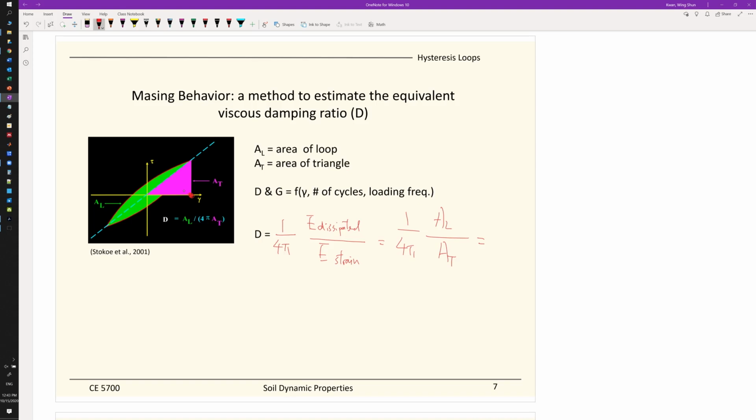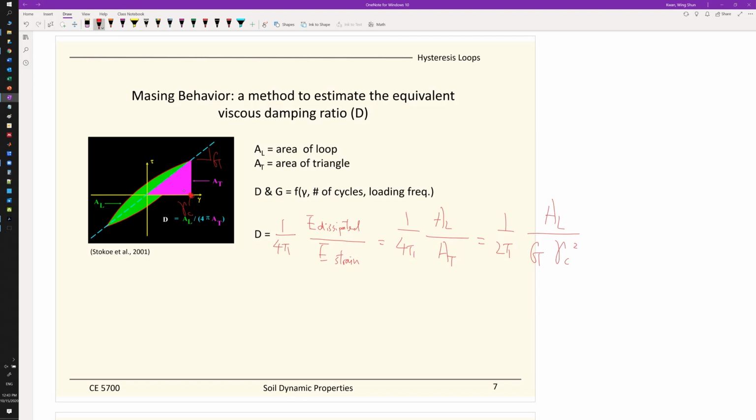And substituting the formula for the area of a triangle, this formula can be simplified by something that we know, like the shear modulus of this curve. So this is G, and then times the corresponding shear strain of this loop. So this is the strain level of the loop, and we still need to calculate the area of the loop. That's how we calculate the damping for one cycle at a particular strain level. And we need to do this for all the loops that we obtained.